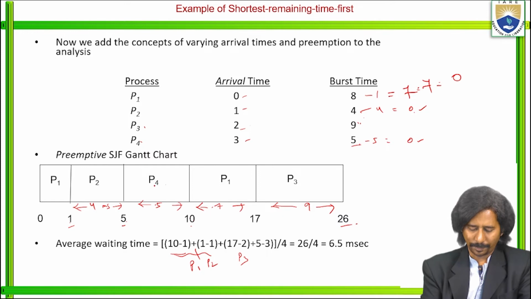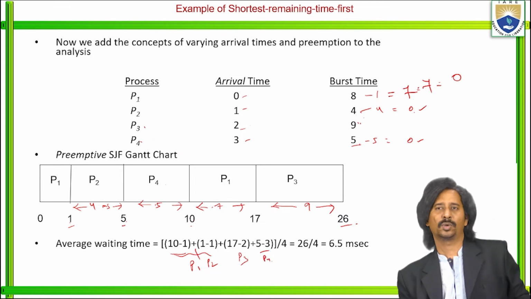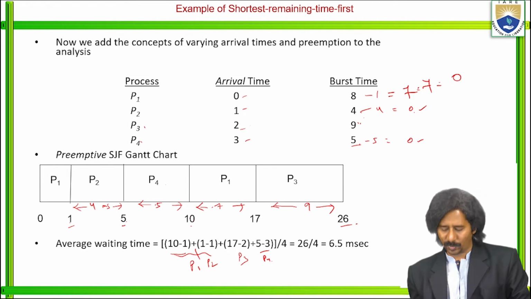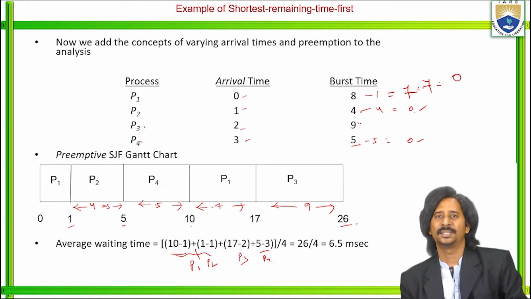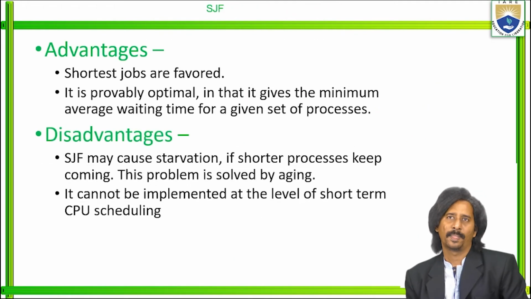Then process P4. 5 minus 3. See here, this is the process P4. So the total divided by 4, that's 26 by 4, 6.5 milliseconds. So this is the preemptive SJF Gantt chart.